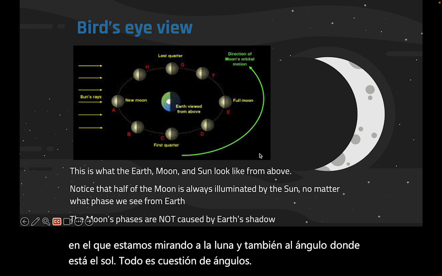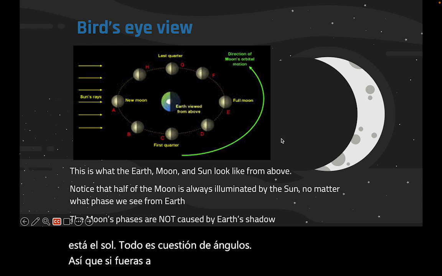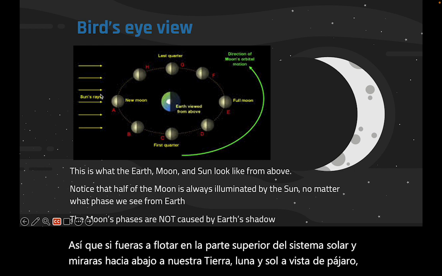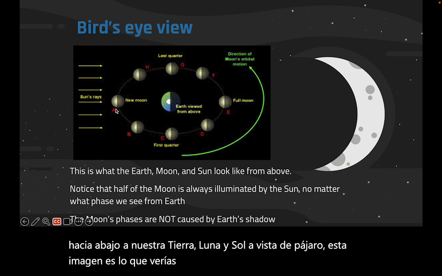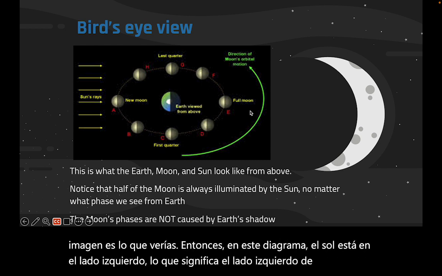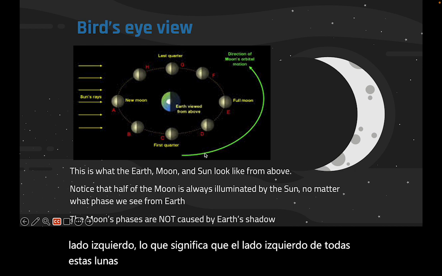So if you were to float on top of the solar system and look down at our Earth, Moon, and Sun from the bird's eye view, this picture is what you would see. So in this diagram, the sun is on the left side, which means the left side of all of these moons is lit up. All the moon phases look the same from space.